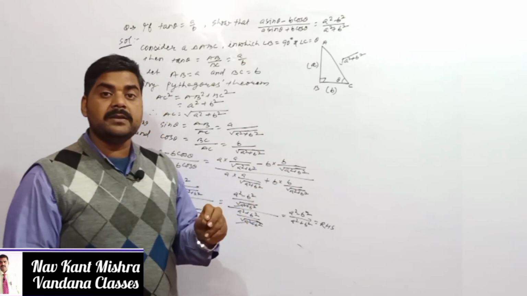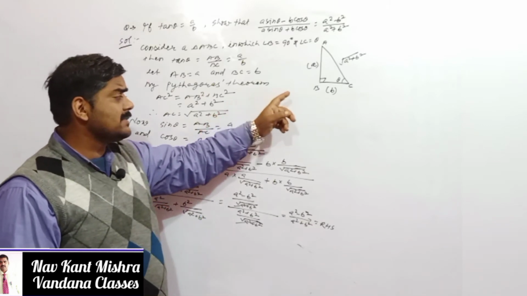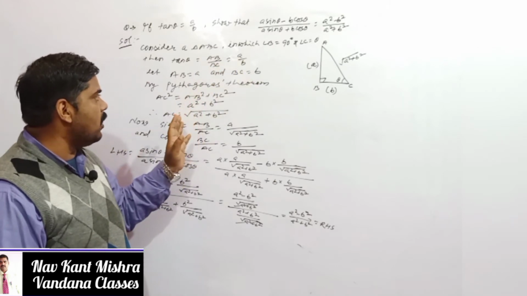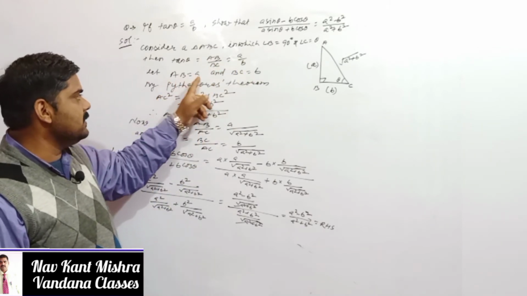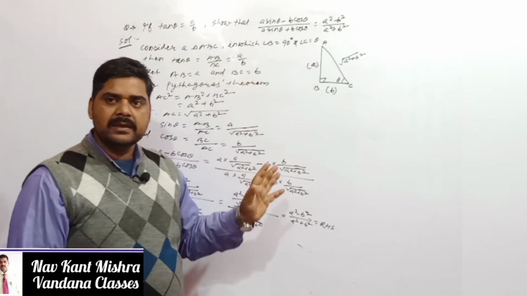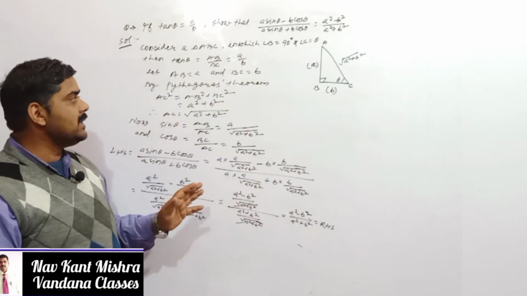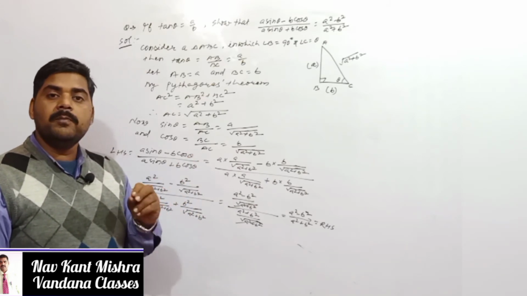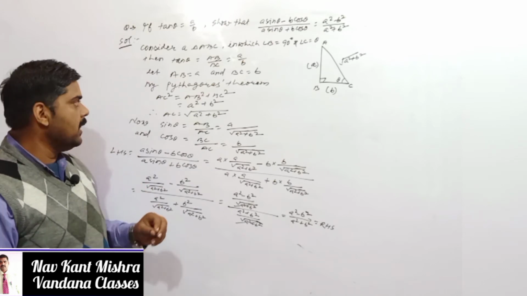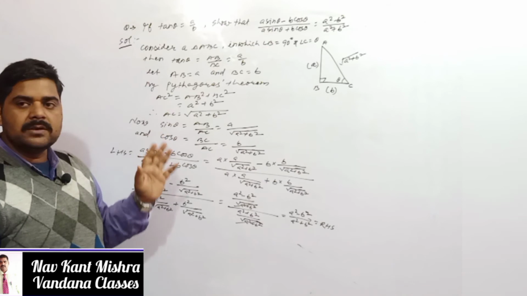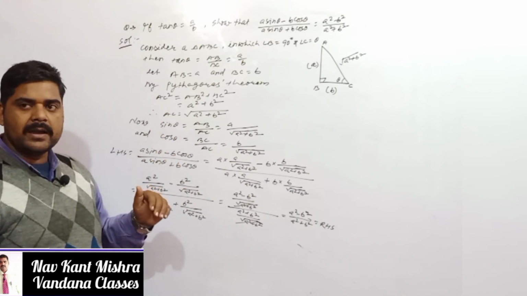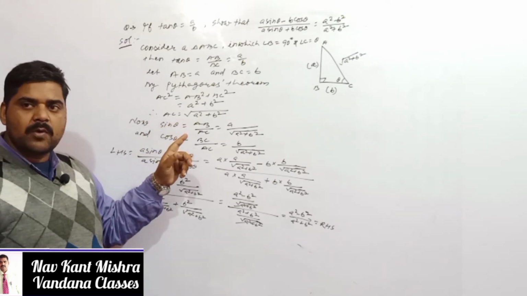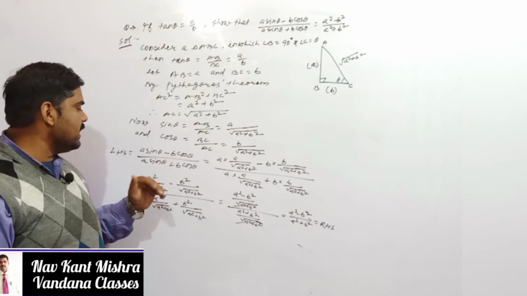Tan theta is equal to perpendicular upon base. So in this triangle, tan theta is equal to AB upon BC, which is equal to a upon b. Let AB be equal to a and BC be equal to b. So perpendicular is a and base is b in this triangle. After that, we have to apply the Pythagoras theorem. By Pythagoras theorem, AC square is equal to AB square plus BC square, which is equal to a square plus b square, and therefore AC is equal to square root under a square plus b square.